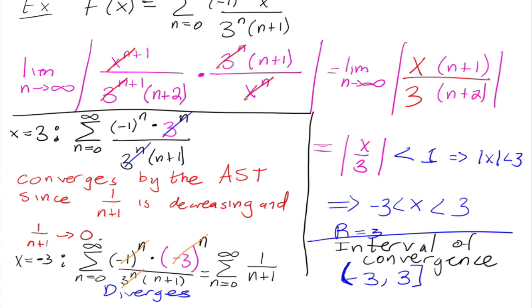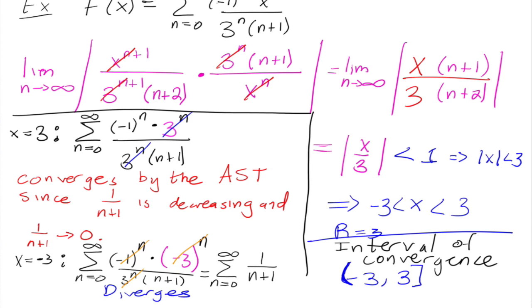At x equals -3, how come that limit doesn't go to 0? Which one? The very bottom. This one? Well, it does, but it diverges. Because remember, just because it goes to 0 doesn't mean it converges. To converge, the sequence has to go to 0, but just because it goes to 0 doesn't mean that the series converges. This one diverges because it's very similar to the harmonic series, right?